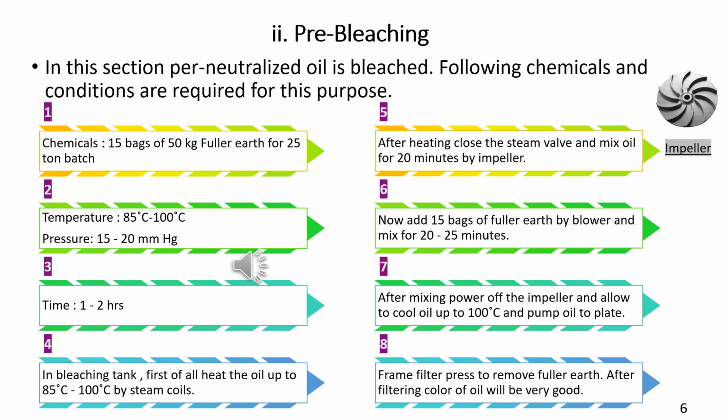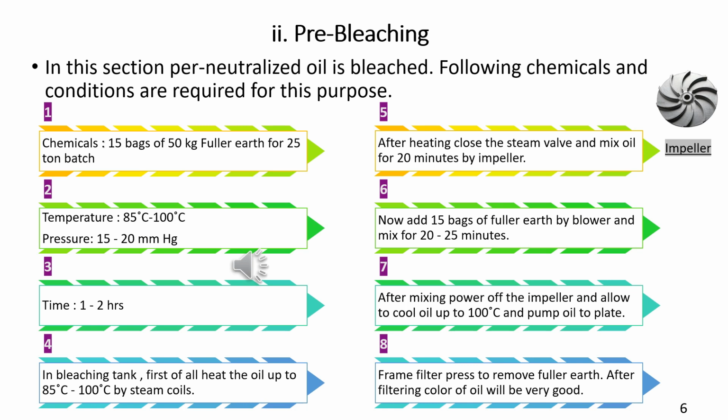In the pre-bleaching tank, first of all, we will heat the oil up to 85 to 100 degrees centigrade by passing through the steam coil. After heating, we will mix the oil for 20 minutes by impeller. What is impeller and what is the purpose of impeller here? Impeller is a rotating component of a centrifugal pump. It is used to increase the pressure and the flow of oil.